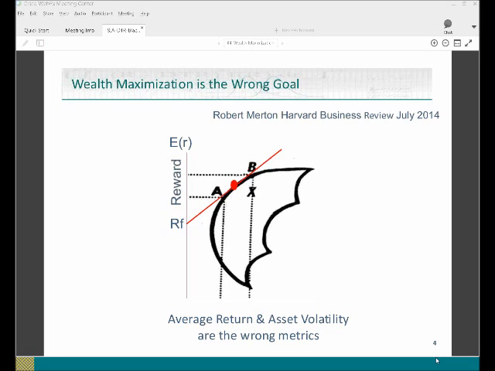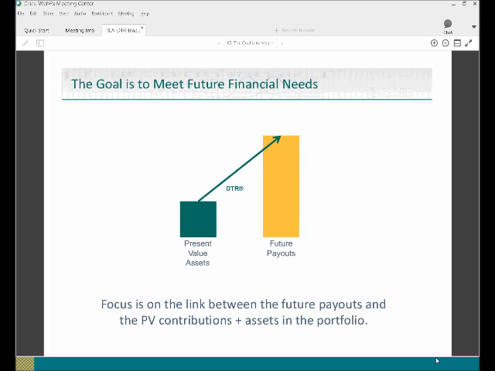So, what is the correct goal? Merton says the correct goal is to focus on those future payouts that people are investing for. In other words, to replace some percentage of their salary at retirement. And we would agree with him. But what I want you to take away from this slide is the focal point for us is that green arrow, that line that connects the present value of the assets to those future payouts. We call that the desired target return. That's the return that you need to earn on your assets in order to achieve that payout.